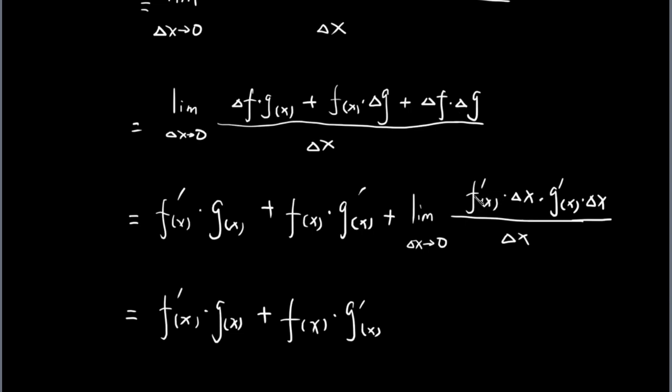Delta f equals f prime of x times delta x, and delta g equals g prime of x times delta x. So this is this, and the limit of this as delta x approaches 0, these two cancel, and delta x is 0, then this is 0. So the result is this plus this. Proved.